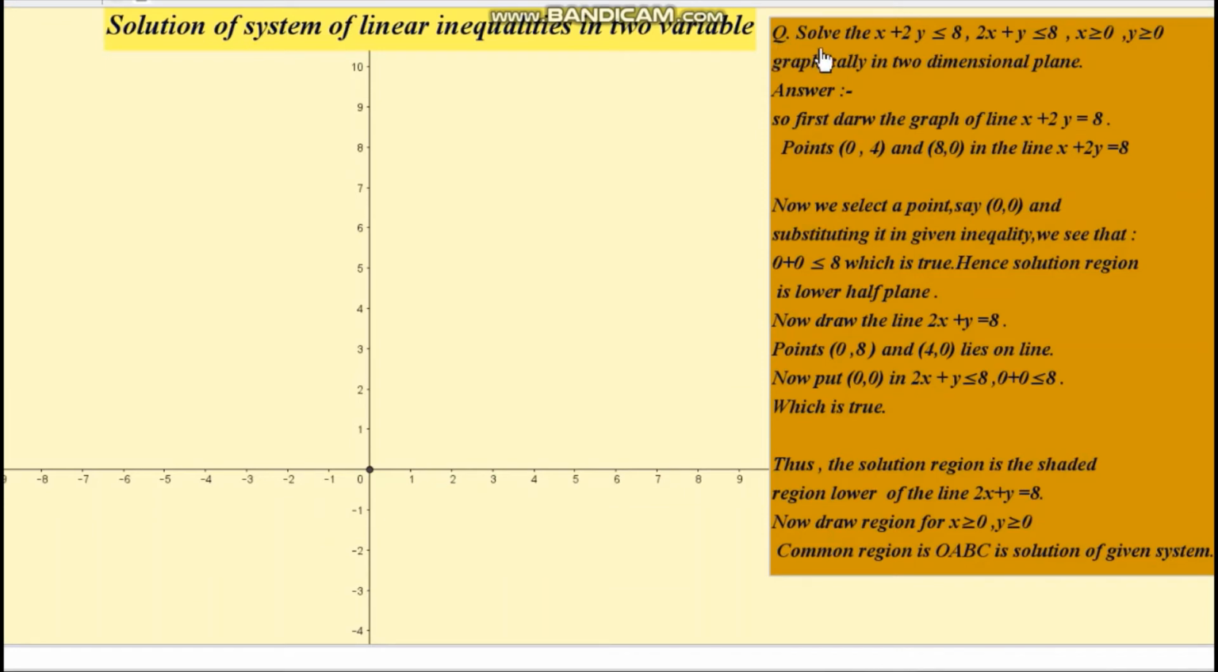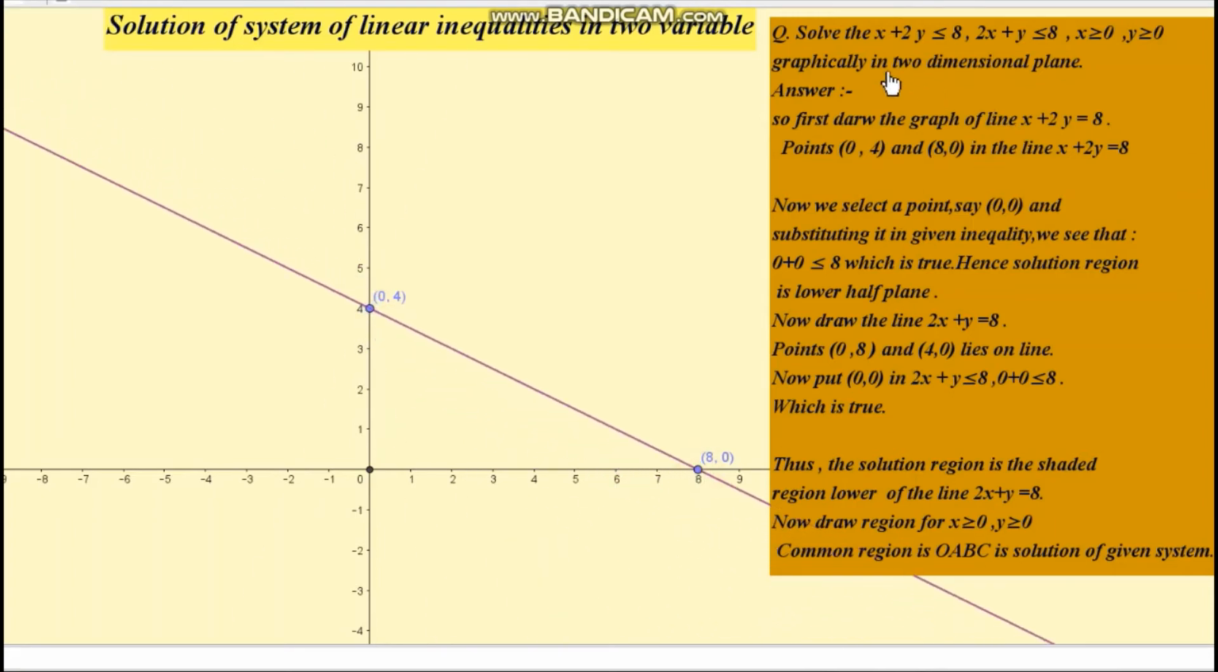Now the next question is: solve x plus 2y less than or equal to 8, 2x plus y less than or equal to 8, x greater than or equal to 0 and y greater than or equal to 0 graphically in the two-dimensional plane. So first we draw the line x plus 2y equal to 8. If you put x equal to 0, then the equation becomes 2y equal to 8, so the point is (0, 4). And if you put y equal to 0, then x is 8. So these are the points (0, 4) and (8, 0). Now draw a line which passes through the points (0, 4) and (8, 0).